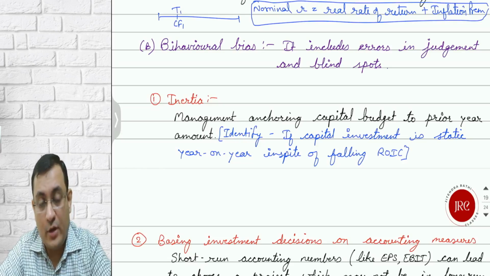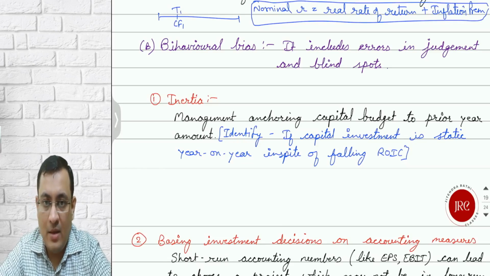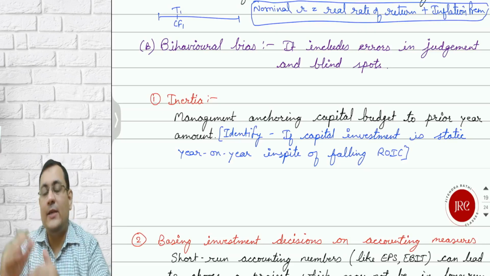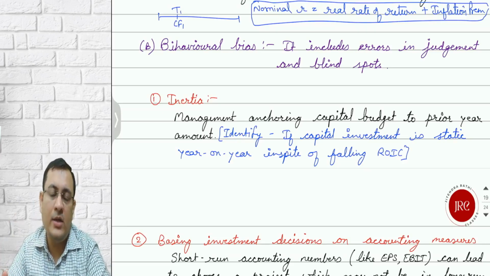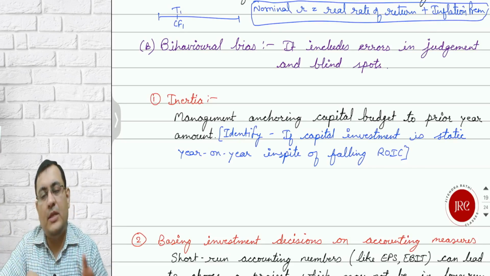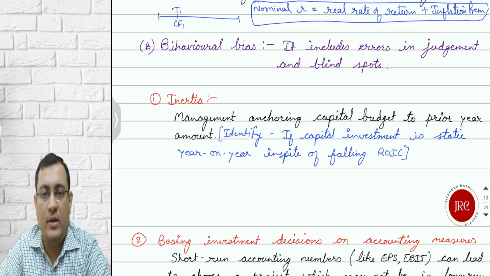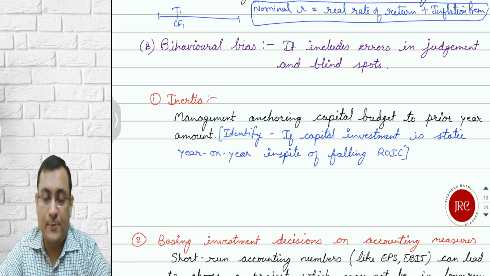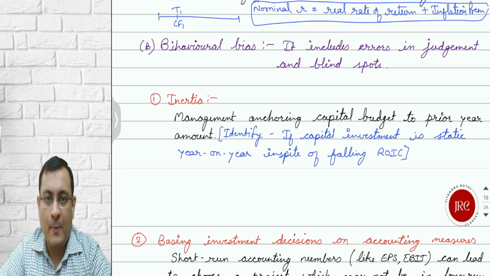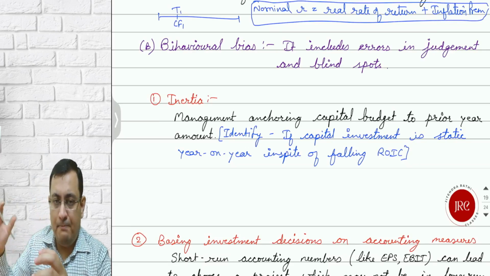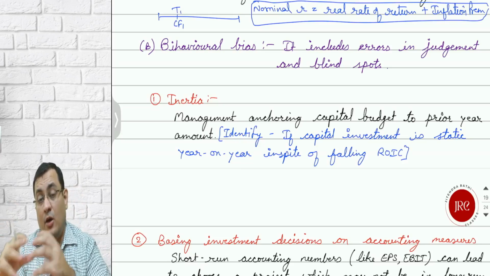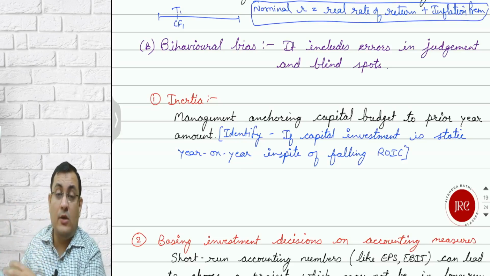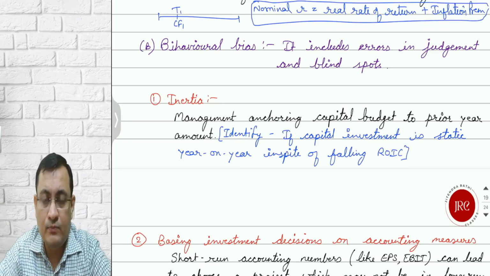inertia. What it means? It means that management anchors the capital budget to the prior year amount. Last year we incurred 100,000 on a particular project. So this year also we should be investing either 100,000 or we should increase the value, because this project is profit making. Basing your new investment just on your last year number is incorrect.